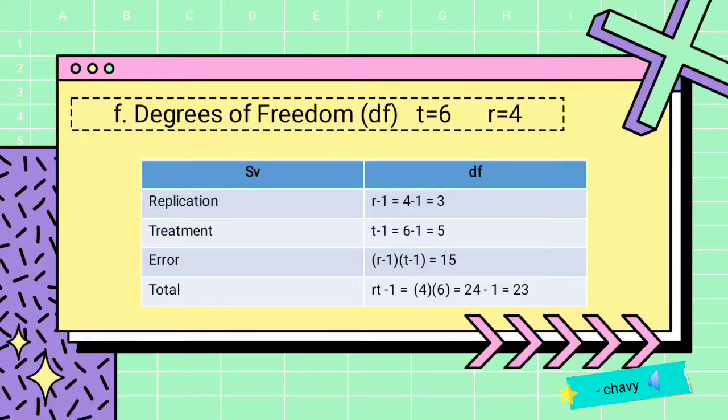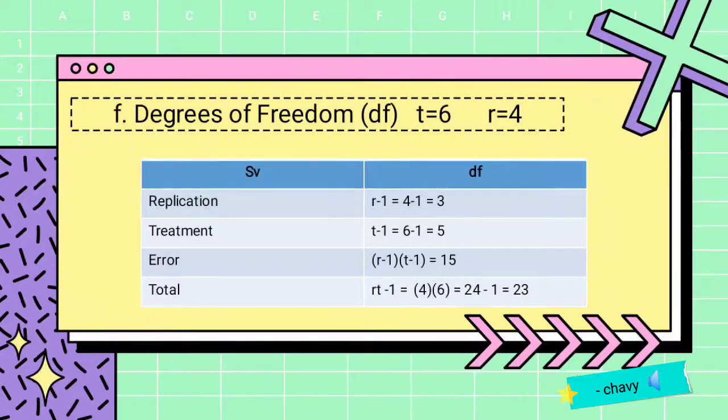For treatment, the same process as in replication: t minus 1 is equal to 6 minus 1, equal to 5 as our DF for treatment. For error, all we need to do is multiply the DF of replication and treatment, where 3 times 5 is equal to 15 as our DF for error. For total, we multiply the number of replications and treatments minus 1, where 4 multiplied by 6 is equal to 24 minus 1, equal to 23 as our DF for total.